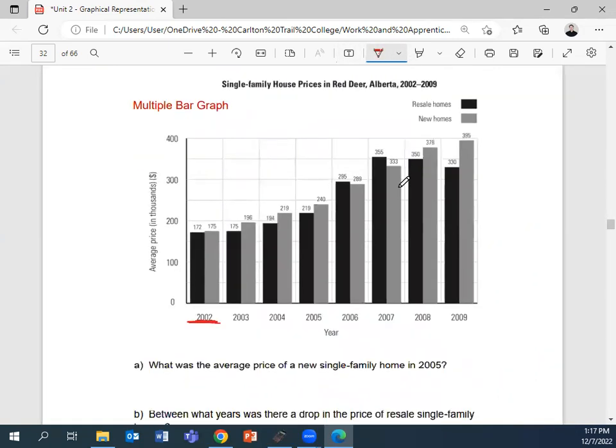So we go straight to question A. What was the average price of a new single family home in 2005? So which one of these, Stephen, which one of these ones? The new family home in 2005. Yeah. What's the average price of a new single family home in 2005?